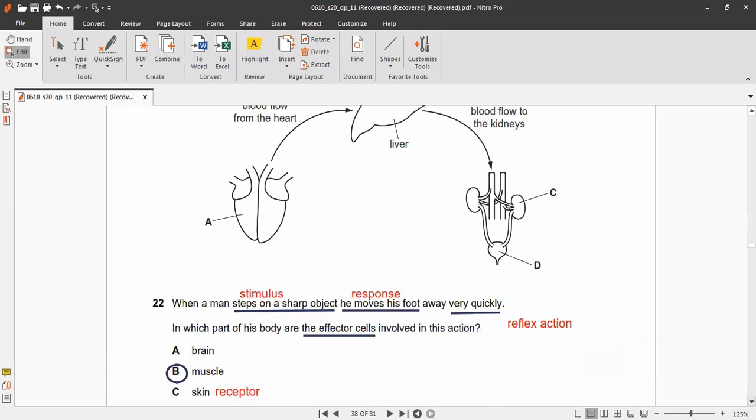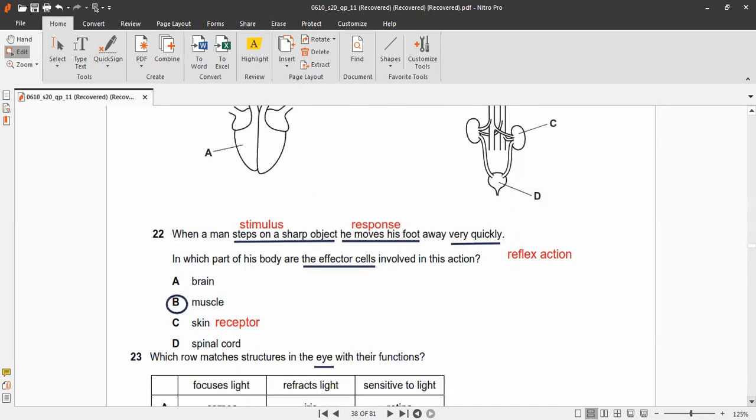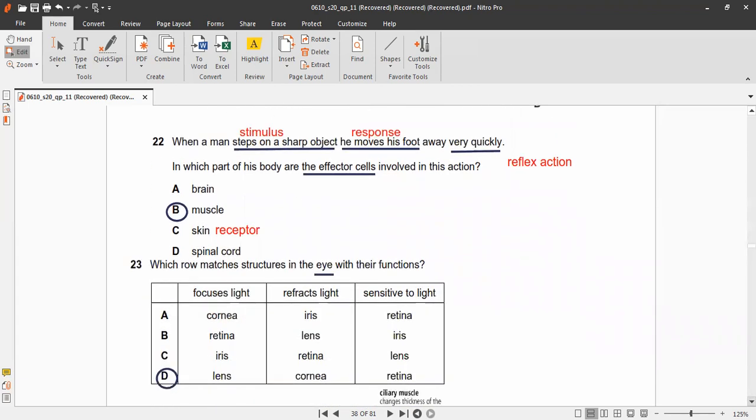When a man steps on a sharp object, he moves his foot away very quickly. Here this is the stimulus and here the response. In which part of his body are effector cells involved in this action? Yes, the effector, the muscle. And this action is called reflex action.